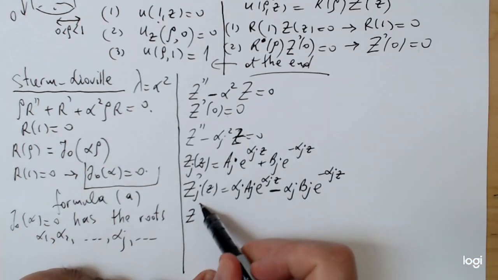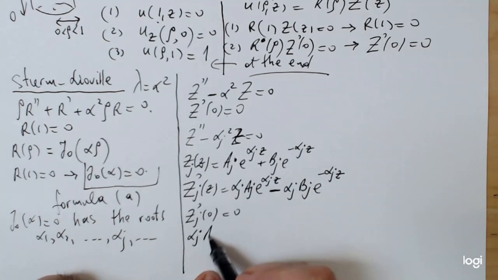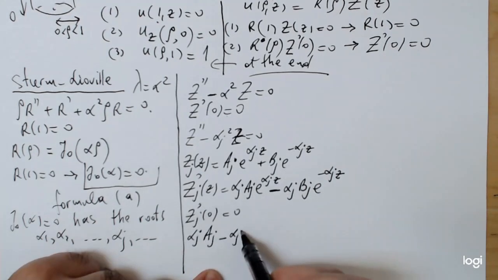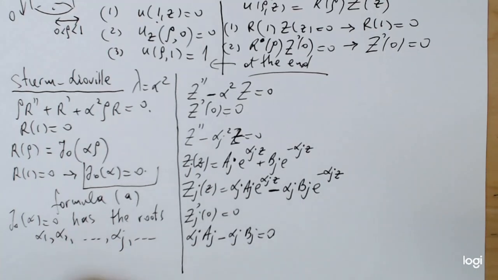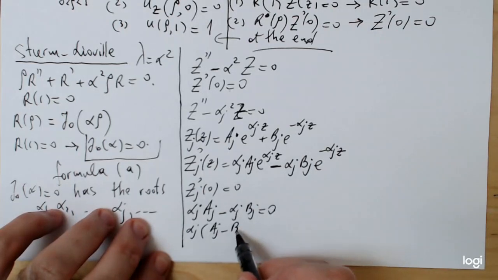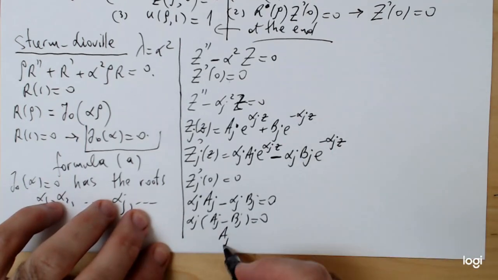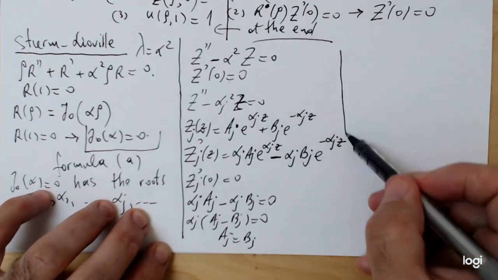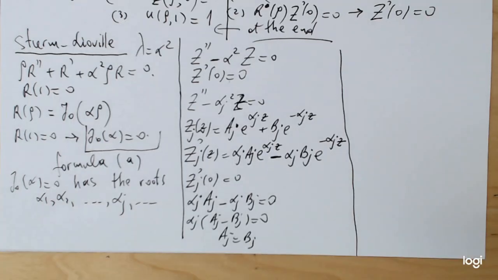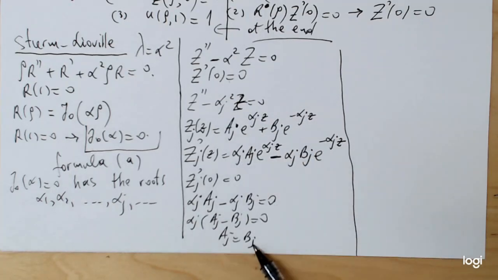Now we plug in 0 and set it equal to 0. And the condition becomes alpha j big Aj minus alpha j Bj equals 0. We can pull out alpha j, and that means Aj equals Bj. So the condition Z prime of 0 equals 0 simply leads to the conclusion that Aj is equal to Bj.